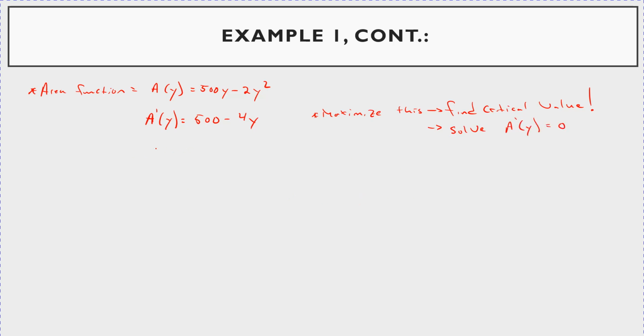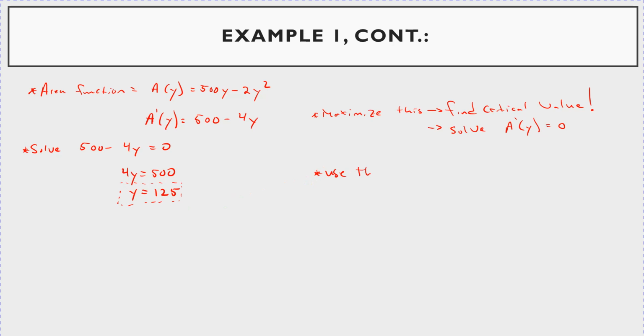So now you're going to solve 500 minus 4y is equal to 0. You add the 4y over, so you get 4y is equal to 500. Divide both sides by 4, and you get y is equal to 125. All right, so now here's the thing. You found a critical value, but you don't know if you have a max or min value. You just know that it's a critical value.